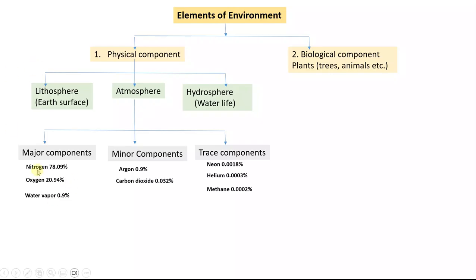You know that air contains around 78 to 79% of nitrogen, around 20 or 19% of oxygen, then 0.9% of water vapors. Minor components include argon 0.9% and carbon dioxide, which is CO2, 0.032%. Trace components, which are neon, helium, and methane, with percentages of 0.0018, 0.0003%, and 0.002% respectively.